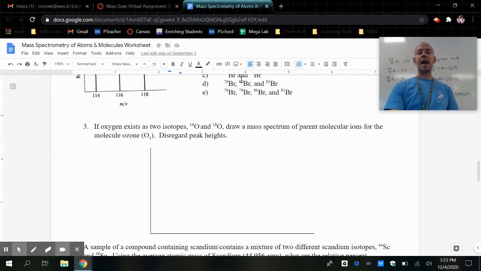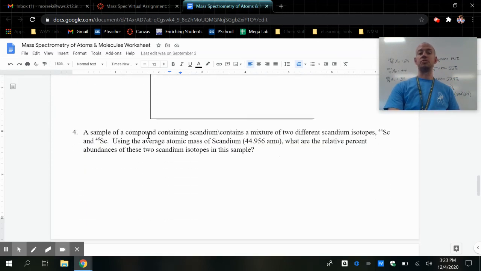Number 3 has a couple isotopes of oxygen. It's asking, when I put it together in sets of 3, so O to O to O, how could those add up to make a peak, or what would their mass be? For all of these, you can check your answers as you're also looking at the Canvas answers. This one right here isn't actually about a compound. It's about scandium. Going to fix the error right there.